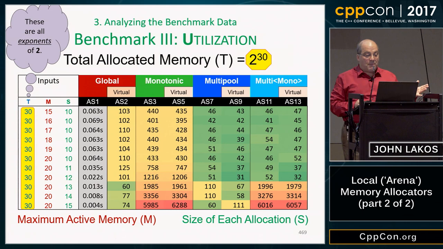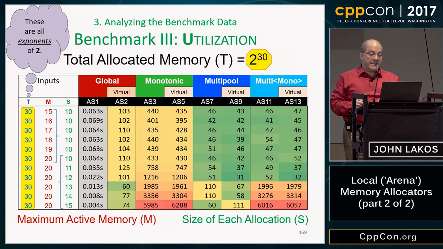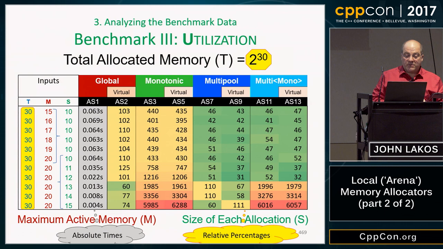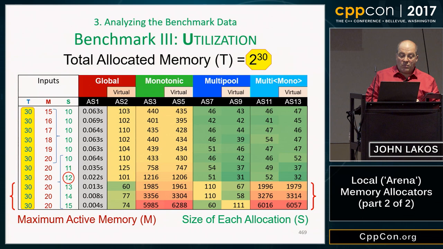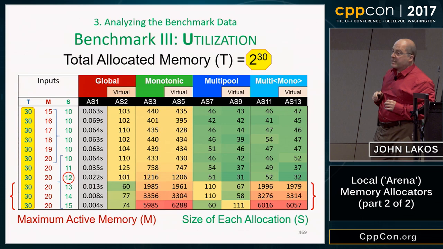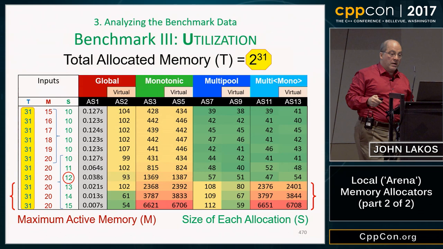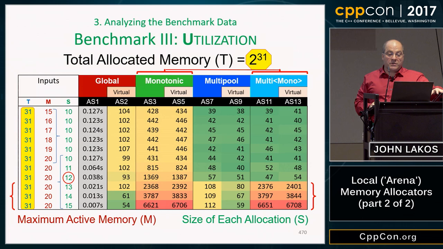So the total allocated memory is 2 to the 30 bytes. And we have varied the memory size and the size sort of the way I've shown you here. These are absolute times. These are relative percentages of the absolute times. And what we're going to look at is the last 3 rows, because what's important about those is they are larger than 2048, so they're going to overflow the multipool. And the other one to notice is that there are bad choices to be made here. So let's look at those things that could overflow.